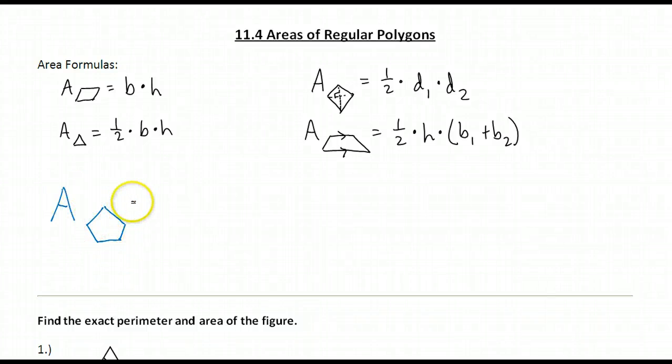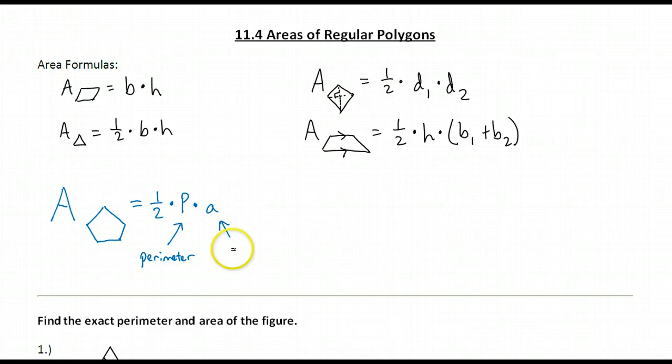The formula for the area of a regular polygon is 1/2 times capital P times lowercase a, where the capital P stands for the perimeter of the figure and the lowercase a stands for the apothem.